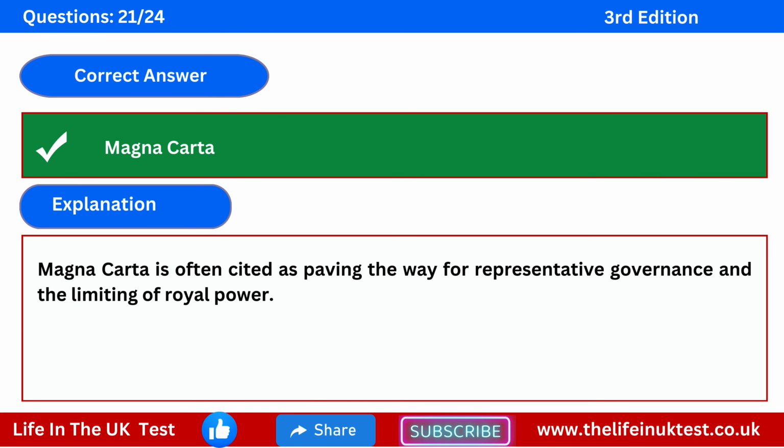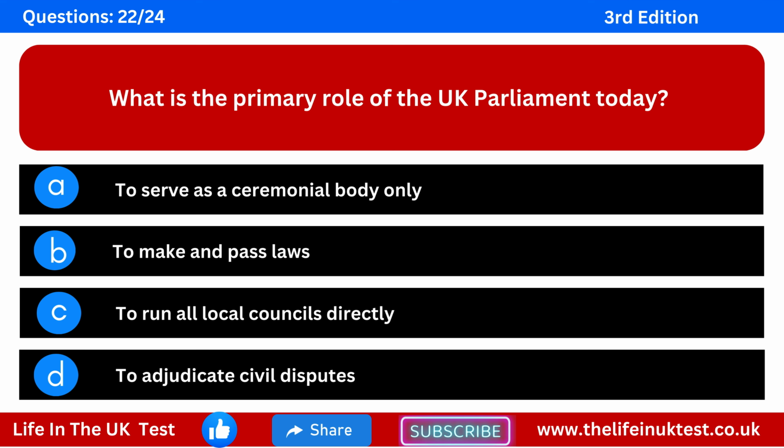The correct answer is Magna Carta. Explanation: Magna Carta is often cited as paving the way for representative governance and the limiting of royal power. Question 22. What is the primary role of the UK Parliament today? Option A, to serve as a ceremonial body only. Option B, to make and pass laws. Option C, to run all local councils directly. Option D, to adjudicate civil disputes.